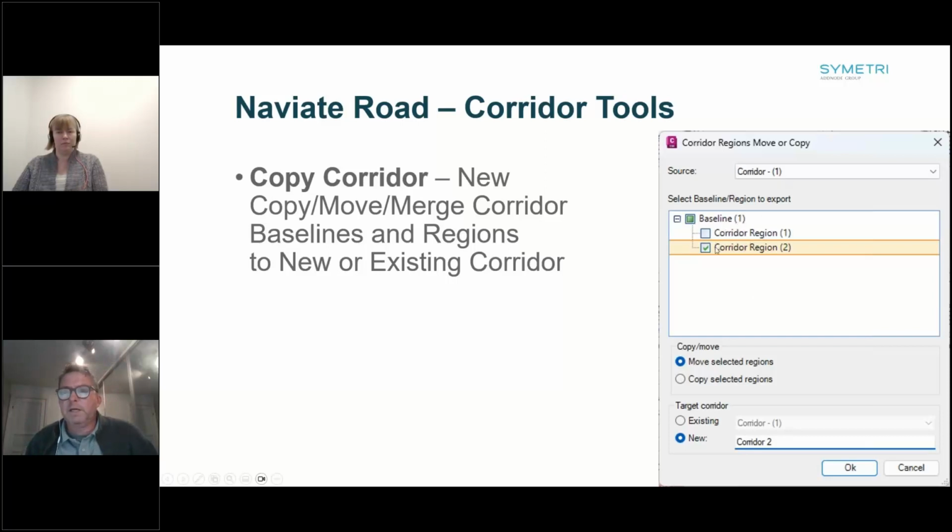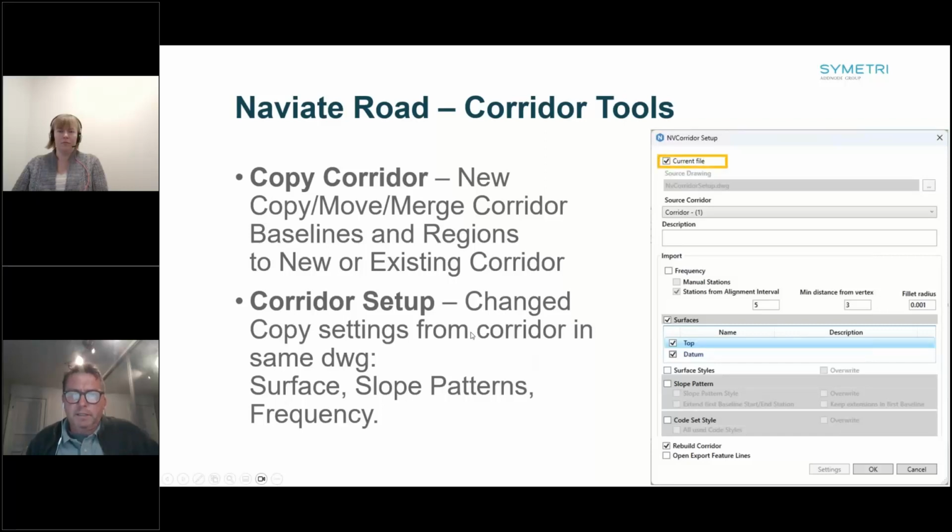You see the UI here. I can select which corridor, which baseline and region, if I want to move or copy the selected regions, and if I want to move it to a new or an existing corridor. Together with this, we also changed our existing command corridor setup to allow selection of current file, which means we can copy settings between different corridors in the same drawing.